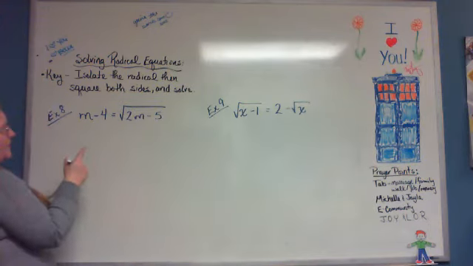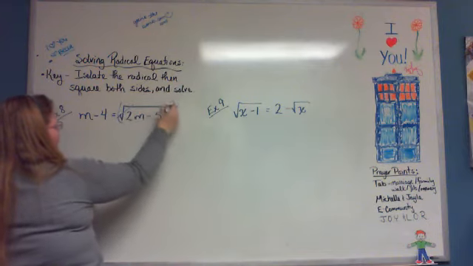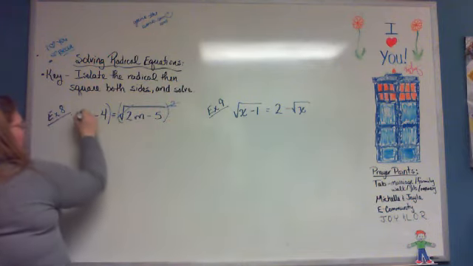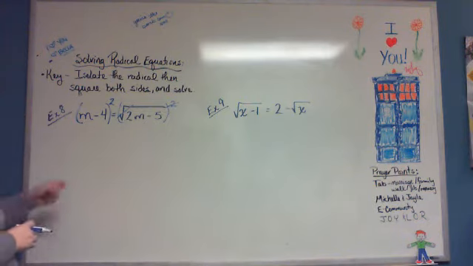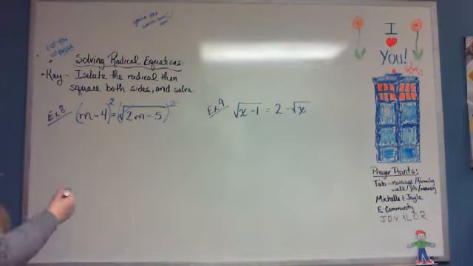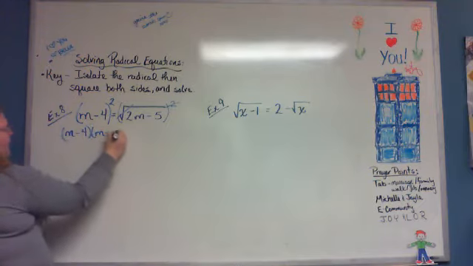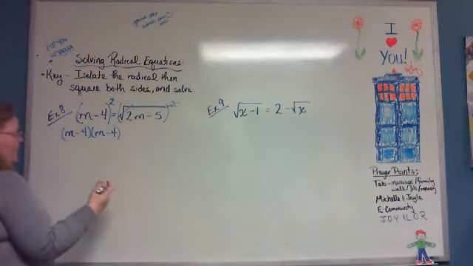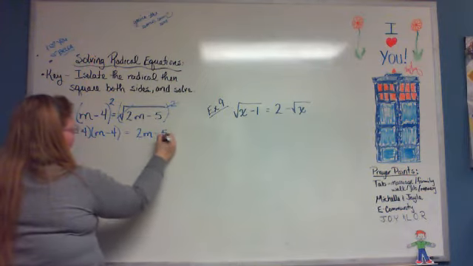So we have to square both sides, right? So I square that side, and that cancels out. And I come over here, and I have to square this side. But you have to remember that when we have a binomial square, that means we multiply that whole binomial by itself. So that means it's m minus 4 times m minus 4, because you have to write it twice, equals the 2m minus 5.